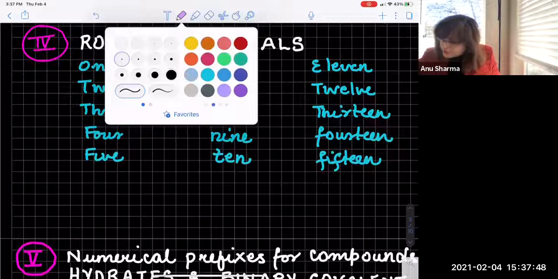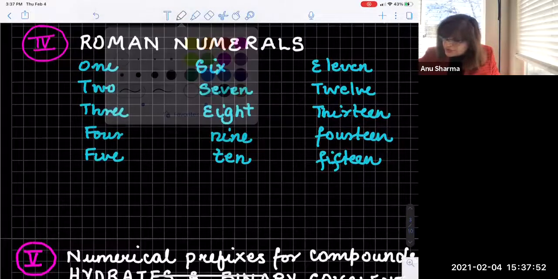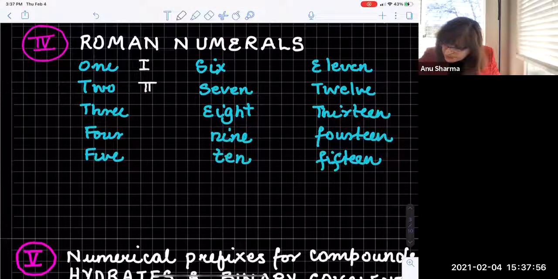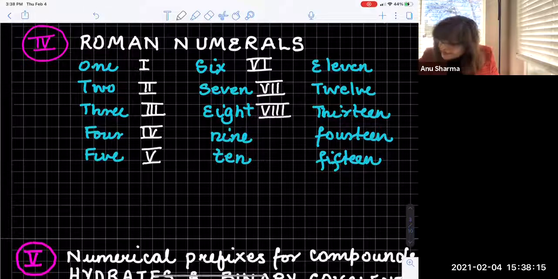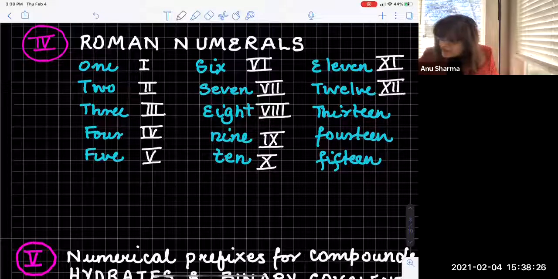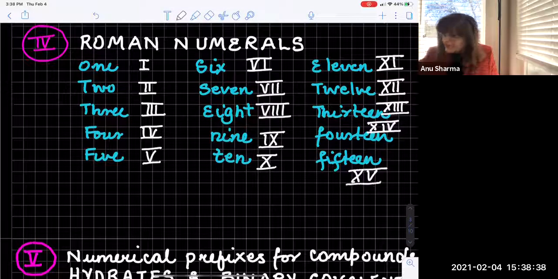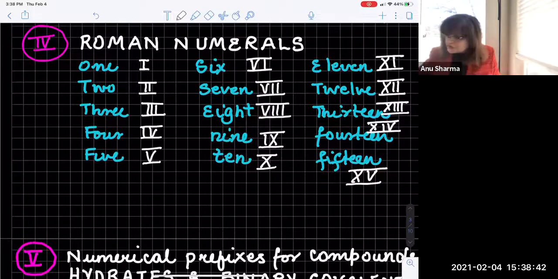So how do you write the Roman numerals? 1 is written like this, 2 is this, 3 is this, 4 is this way, 5 is like a V, 6 is like this, 7 is this, 8 is this, 9 is this, and 10 is this X. 11 is XI, 12 is XII, 13 is XIII, 14 is XIV, and 15 is XV, and so forth. So this is how you write the Roman numerals. Just a review on that.